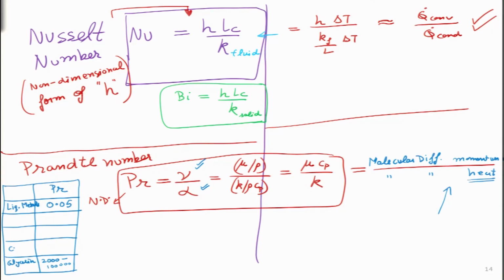Then we look at oils, then we have water, and then we have gas. Gas has Prandtl number close to 1, water is somewhere between 1 and 13 depending on its temperature, and oils have somewhere between 50 to 1 lakh. So, these are the typical values of Prandtl number, and Prandtl number is one very good parameter which is directly linking heat and momentum together.